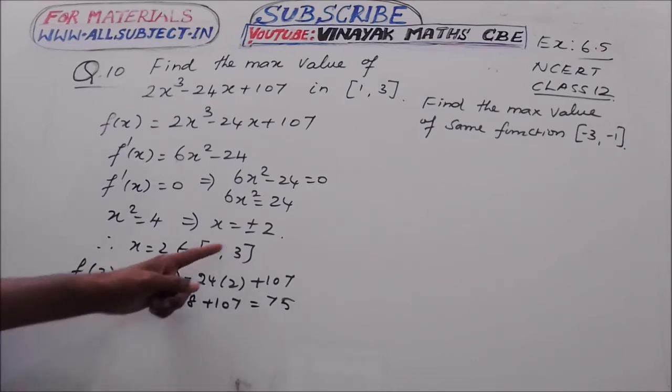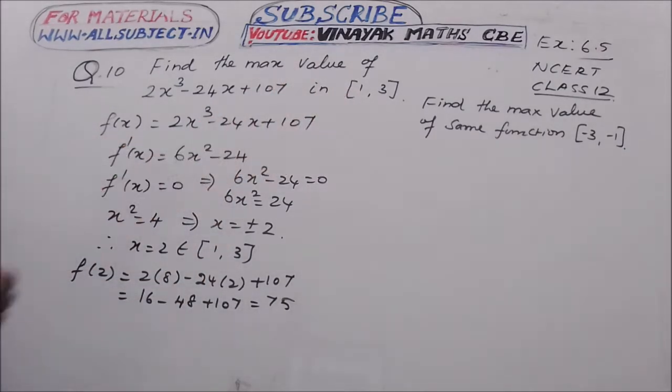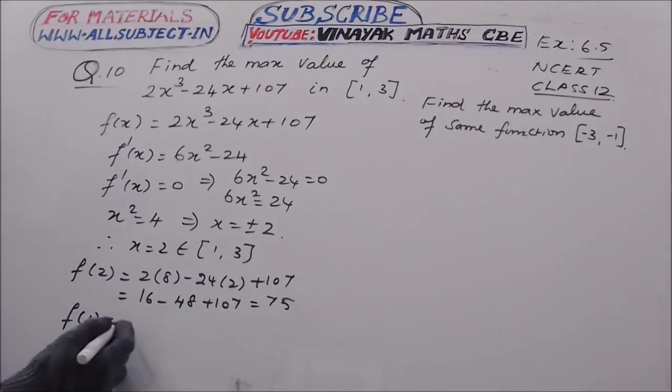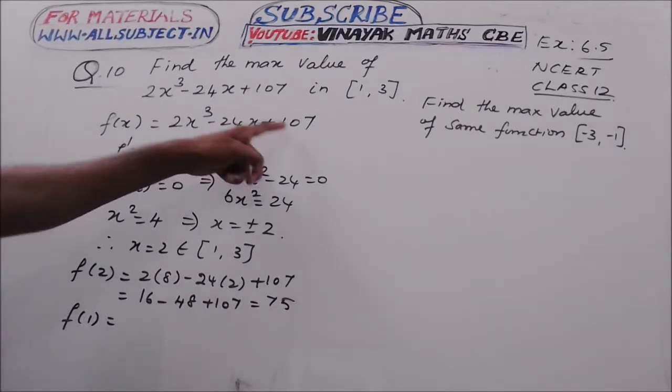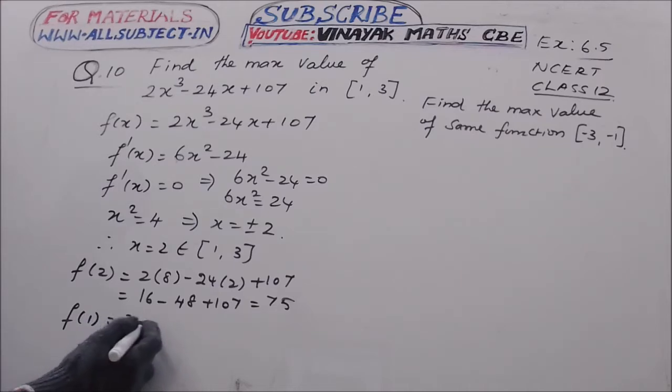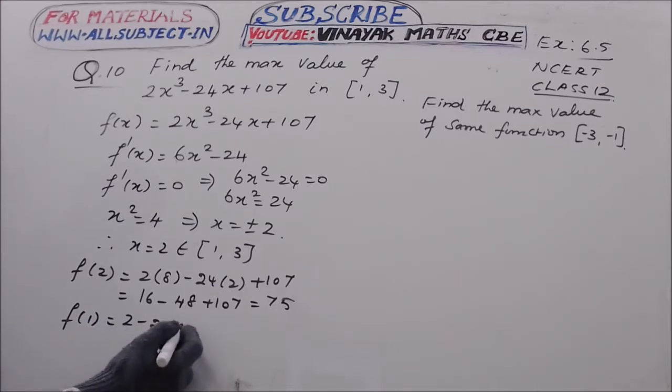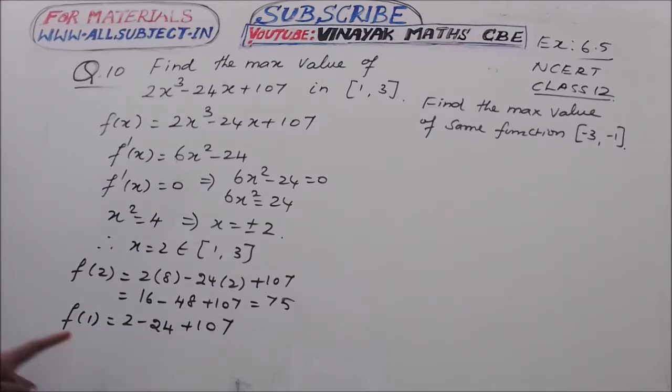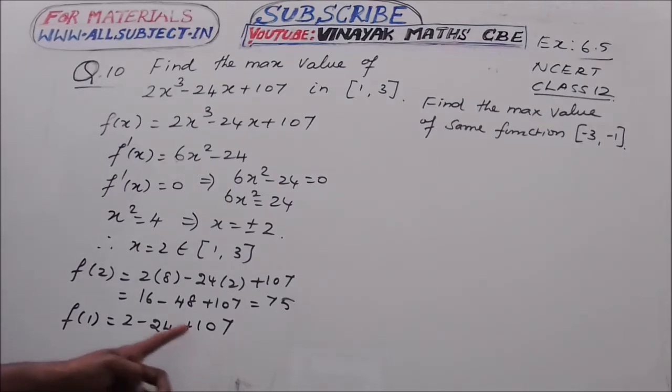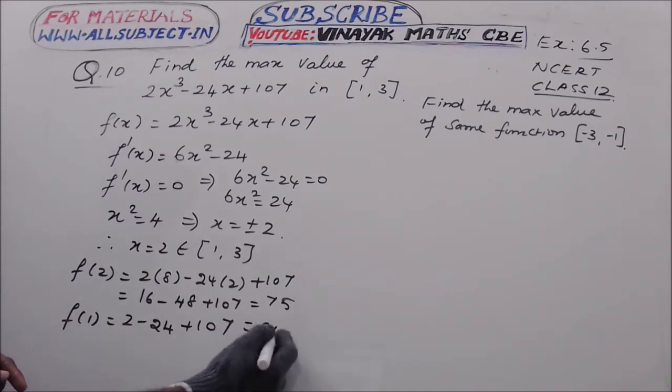Then we need to find the f value at the endpoints. So f of 1 means 2 into 1 minus 24 into 1 plus 107. So the value of f of 1, simplifying these three values, 109 minus 24, that is equal to 85.